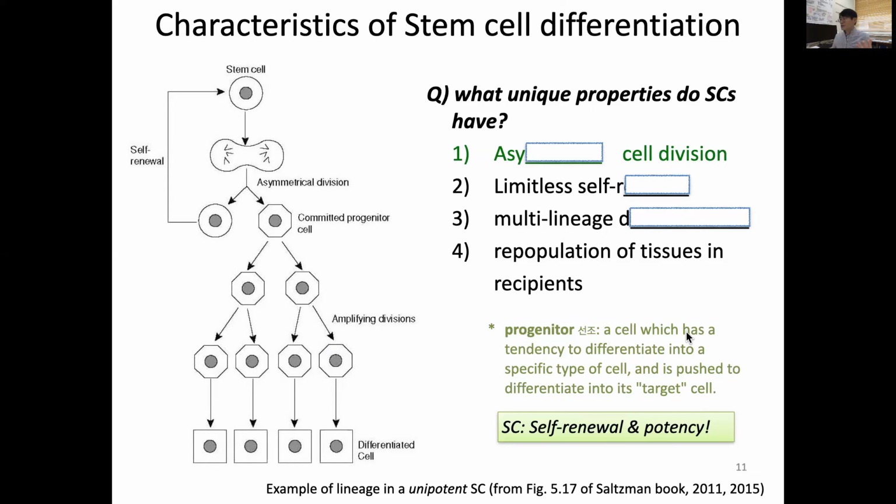What's progenitor cell? It means a cell which has a tendency to differentiate into a specific type of cell, and it's pushed to differentiate into that target cell. So you can look at these progenitor cells, then they will amplify. So it is called transit amplification stage, and then eventually they will become a terminally differentiated cell. So this very interesting property of the stem cell characteristic is divided into here. First, asymmetric cell division. And this part can self-renew forever, in fact. So that's called limitless self-renewal, which is quite interesting. And also this multi-lineage differentiation. And so all this property allows the stem cell to repopulate tissues in the recipient or in our adult.